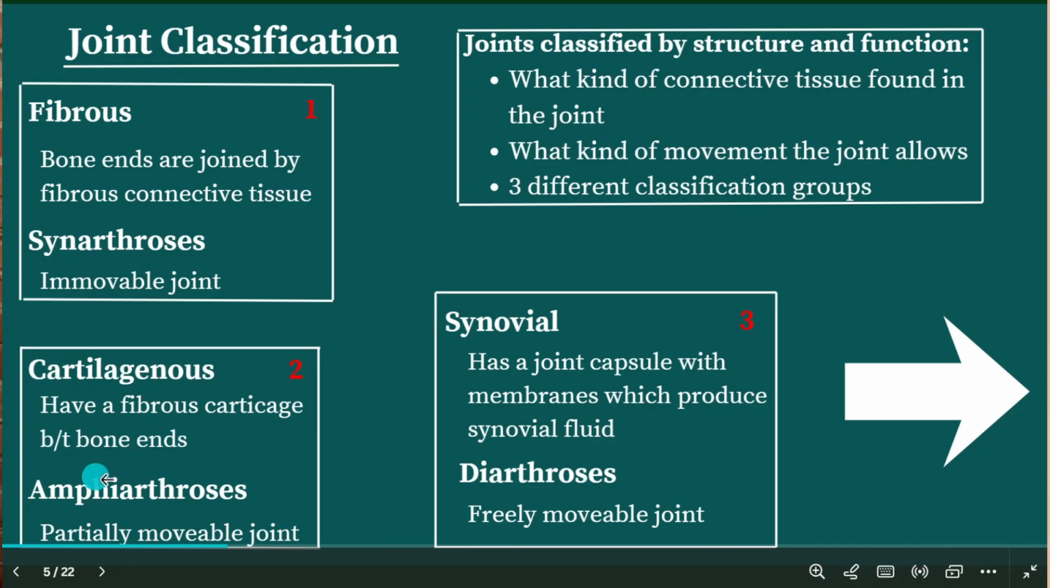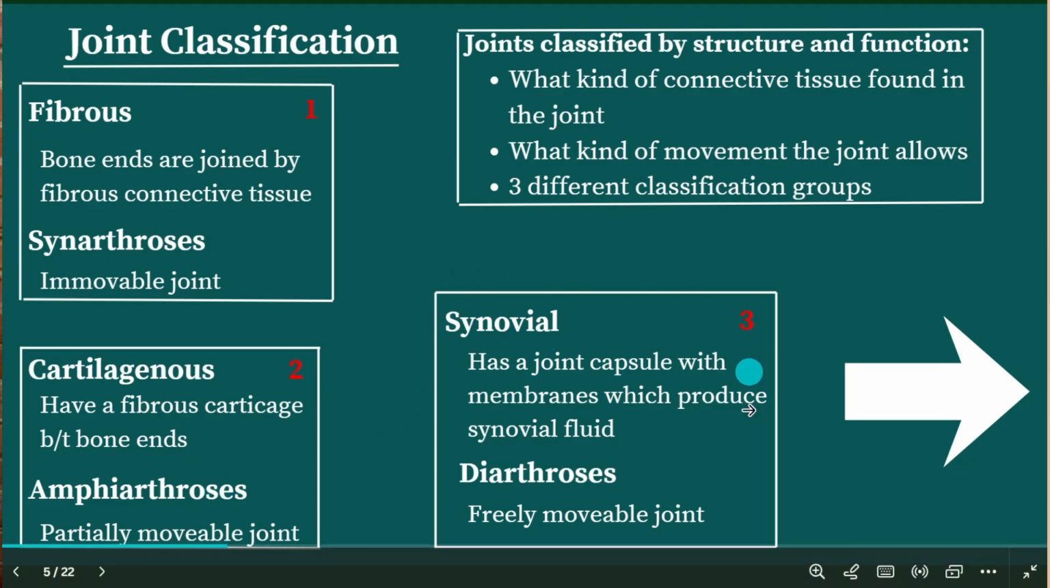Okay, so amphi means of both worlds. We're thinking of amphibians that can live in the water and on land, right? And arthrosis, or arthrotic, is referring to the joints. So these are joints that can do both things. They can move a little bit, but not too much.